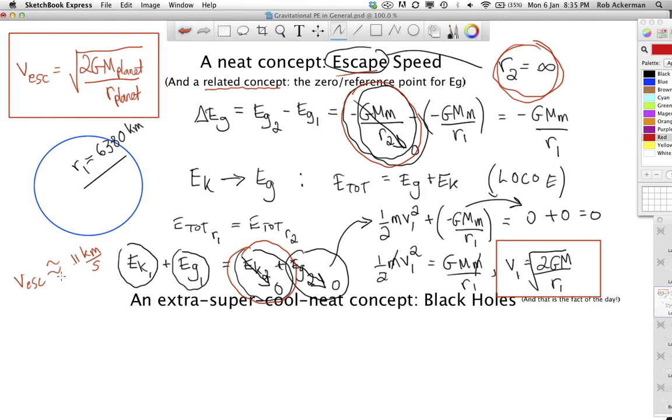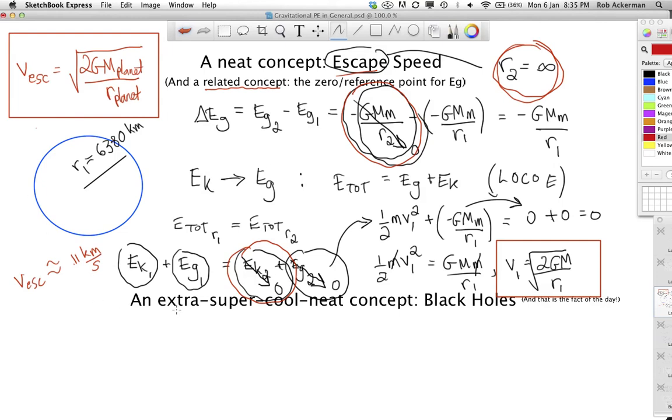Compare this to something we studied a while back when we did orbits going around Earth. Do you remember the orbital speed for a low Earth orbiting satellite? It was around 8 kilometers a second. And so this also makes sense. 8 kilometers per second is not fast enough to escape Earth's gravity. You might end up in orbit. But 11 will get you out.